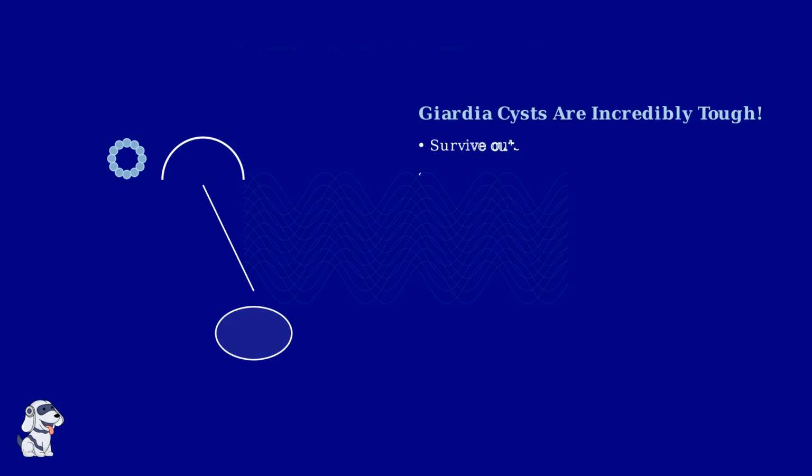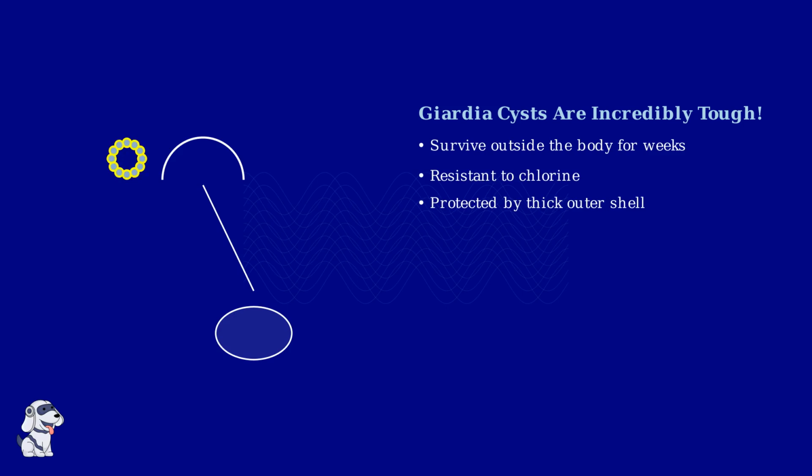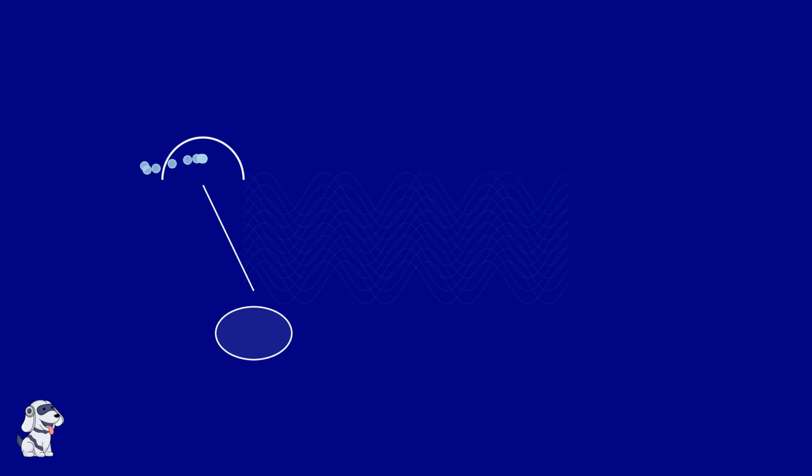What makes Giardia cysts so dangerous is their incredible durability. These parasites have a thick protective outer shell that allows them to survive outside the human body for weeks or even months. When you consume contaminated food or water, these hardy cysts enter your mouth and travel down your digestive tract. They can easily survive the journey through your stomach acid.